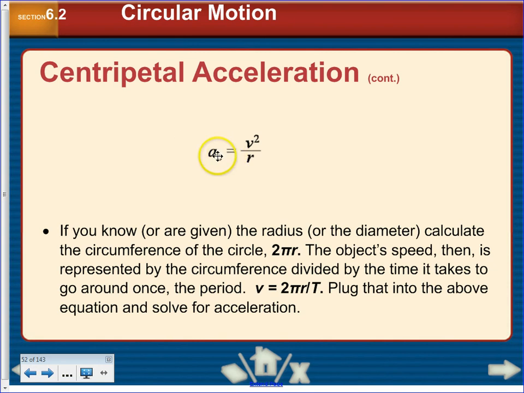If we just focus on the fact that the acceleration is the velocity squared over r, then let's just figure out what the velocity is by figuring out the circumference of the circle, and if we're given the period, how long it takes to do one revolution, we have 2 pi r over T. Substitute that in for the velocity, I think is easier than doing that other equation.